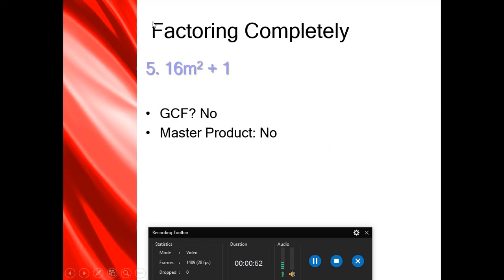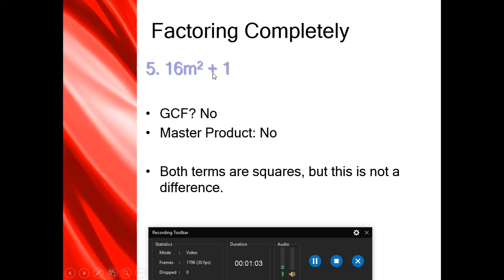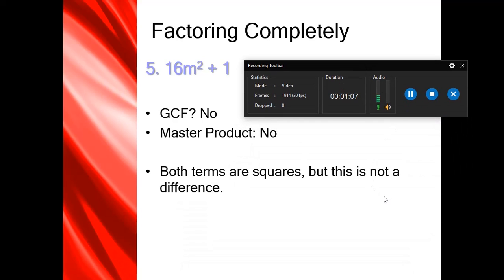The only other thing that I notice is that 16m squared and 1 are both perfect squares. So this is possibly a difference of perfect squares. The only problem is this is not a difference, this is a sum. So going through all of our techniques and not being able to find anything that will work tells me that this problem is not factorable, and this one is done.